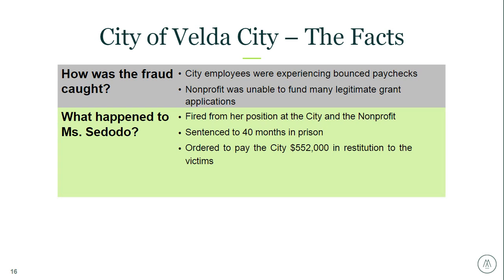So once she was caught, she was fired immediately from the city and the nonprofit and eventually charged and sentenced to 40 months in federal prison with orders to pay $552,000 in restitution and fines to the city and nonprofit victims. So one thing that I thought was interesting in all of this is that she was able to gain such a high level of trust from her fellow employees as well as members of the city council.